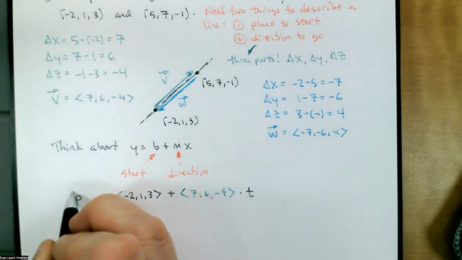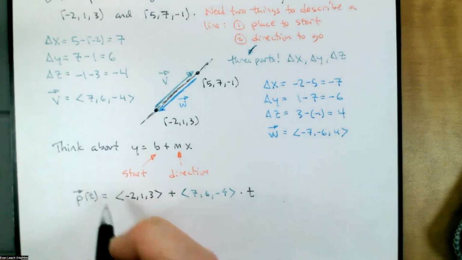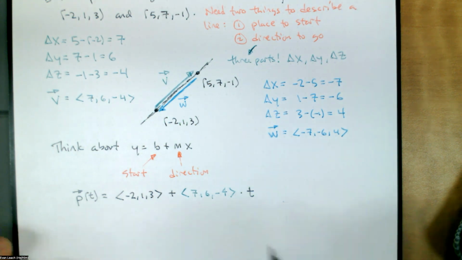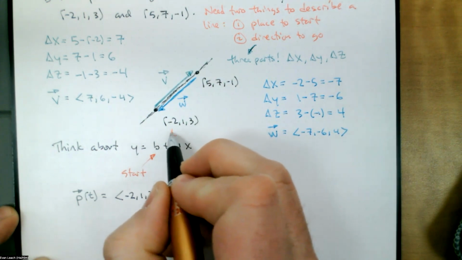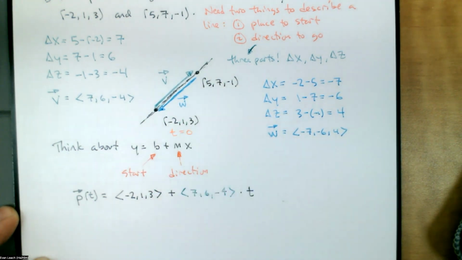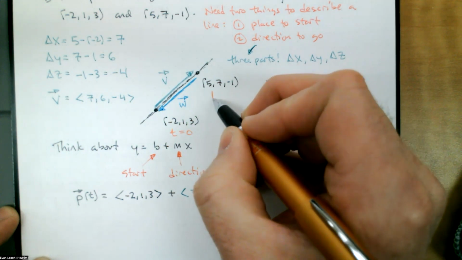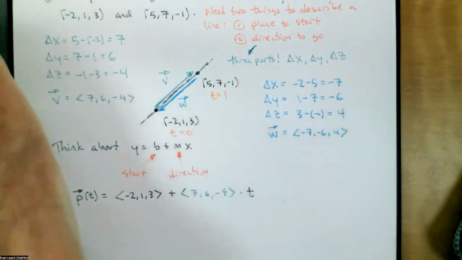Let's say P of t. When t is equal to 0, we will be at the point -2, 1, 3. So we'll be down here when t is equal to 0. And when t is equal to 1, I will add 7, 6, and -4, and end up at 5, 7, -1. So here's where we will end up at t equals 1.